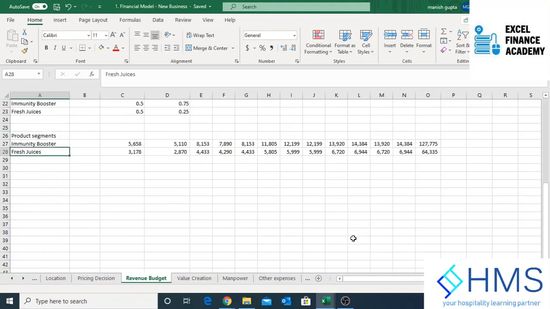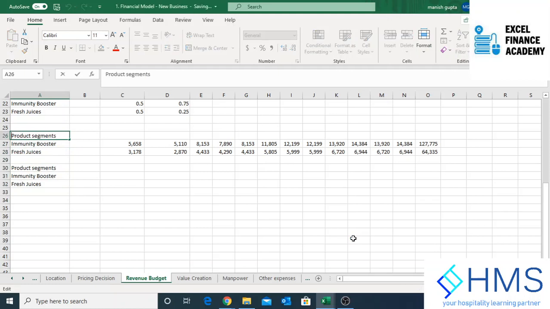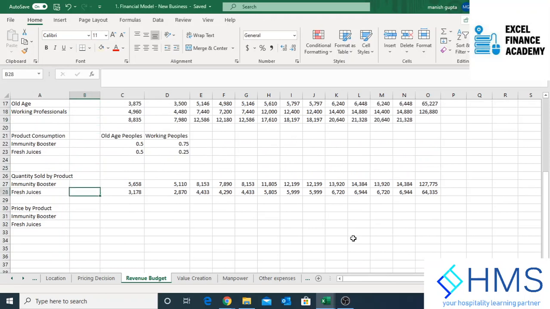So the price of each item can be different. So price, this is quantity sold by product. Now you will see the price sold by product. So let's say now if you're going to charge different prices to different people, then you have to factor in the price here.